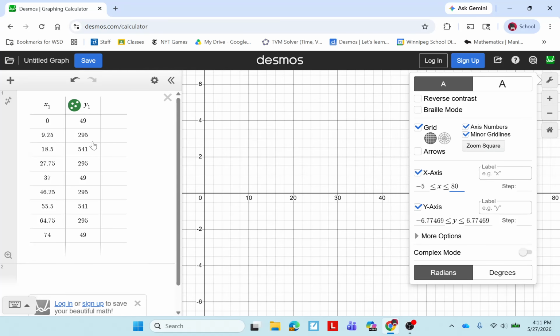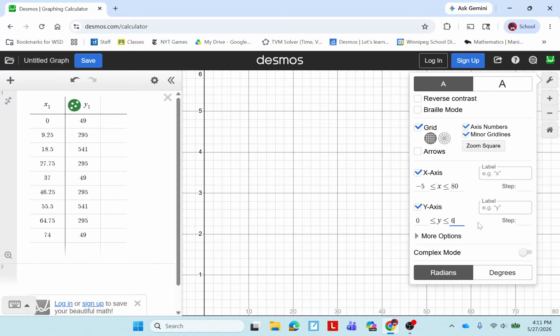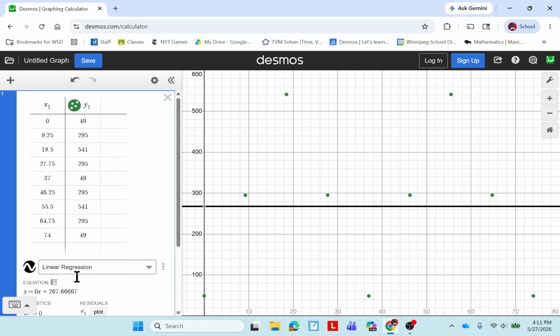And then my y values go as low as 49 and as high as 541. So maybe we should make our y-axis go from 0 to, I don't know, 600. So we get something that looks like this. There's all of our points that are plotted. Let's go ahead and make a graph of it.